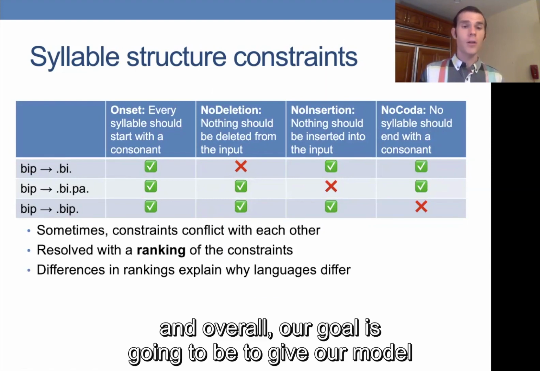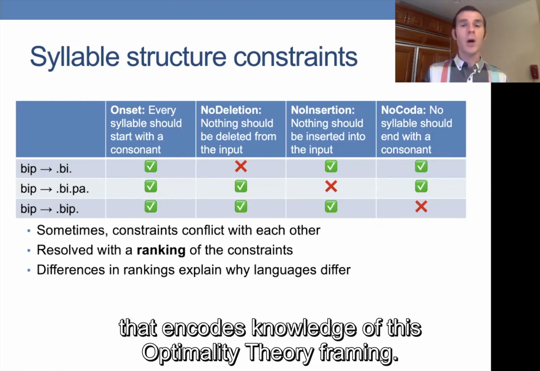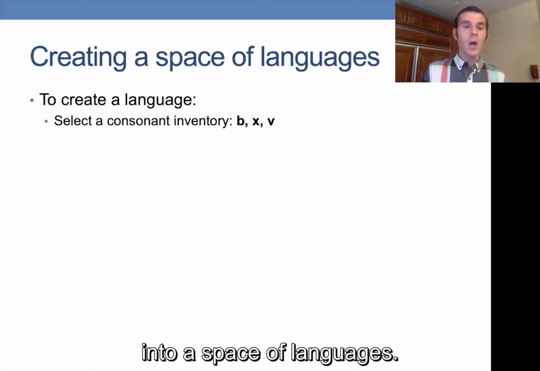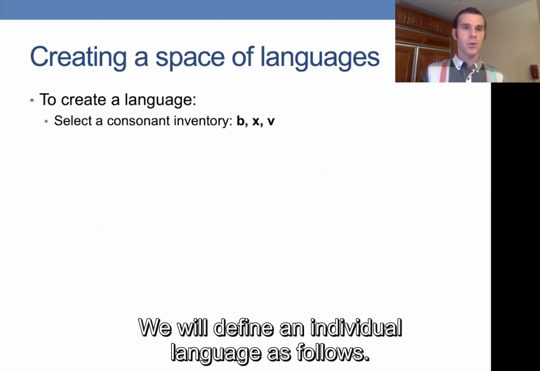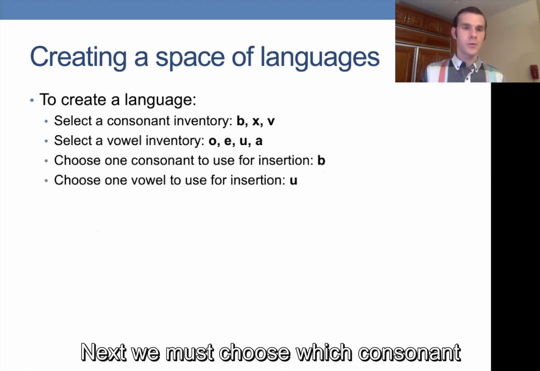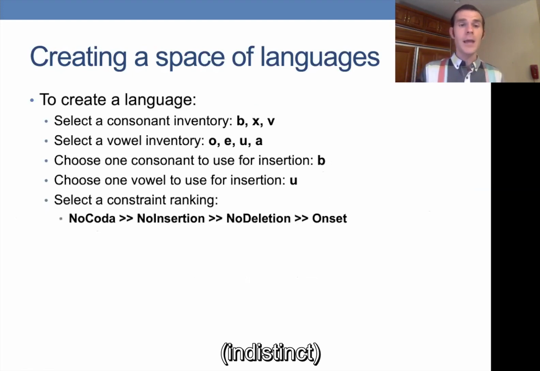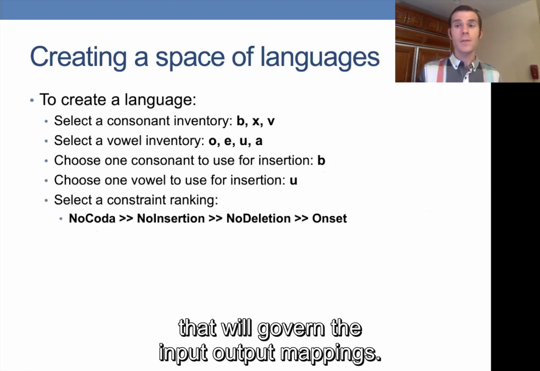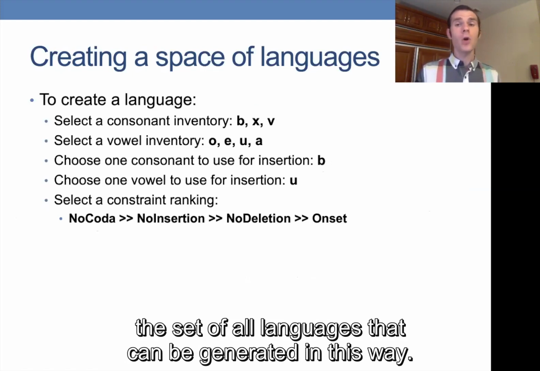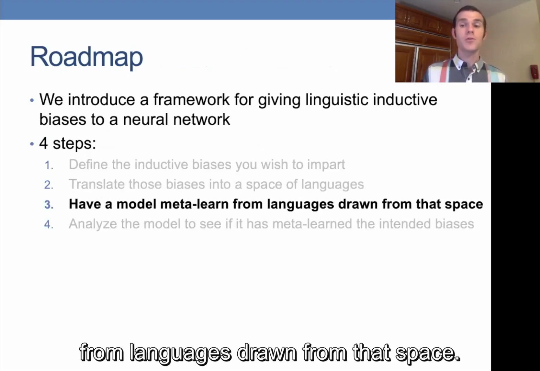And overall, our goal is going to be to give our model a set of inductive biases that encodes knowledge of this optimality theory framing. To do this, we now need to translate those inductive biases into a space of languages. We will define an individual language as follows. First, we must select the set of consonants that can appear in the language and the set of vowels. Next, we must choose which consonant and which vowel will be used for insertion when we need to insert a segment. And finally, we must choose the constraint ranking that will govern the input-output mappings. Our overall space of languages can then be defined simply as the set of all languages that can be generated in this way.